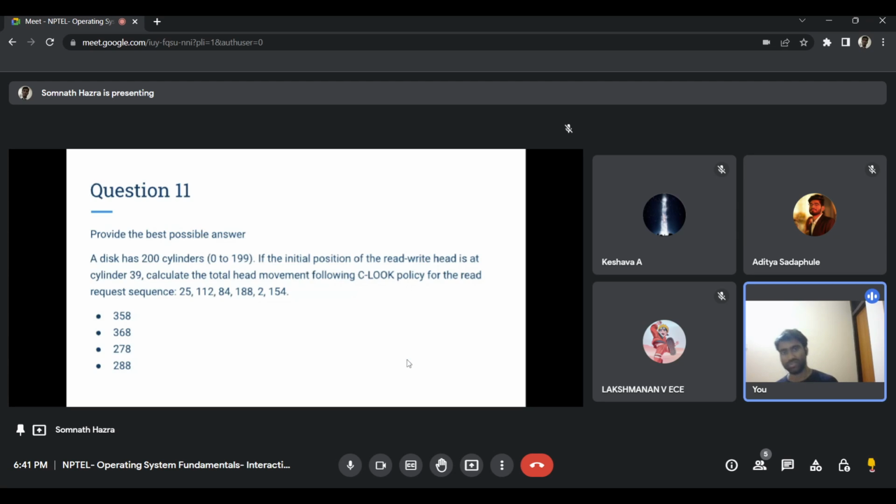So if the initial position of the read-write head is at cylinder 39, calculate the total head movement following the C-LOOK policy for the read-write sequence 25, 112, 84, 188, 2 and 154. These are your options: 358, 368, 278 and 288. Would anyone like to contribute?